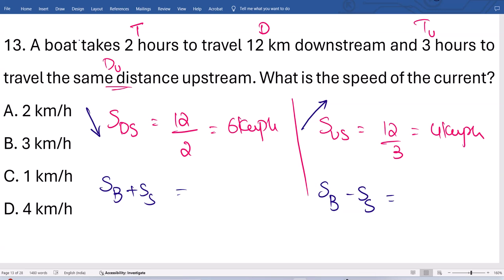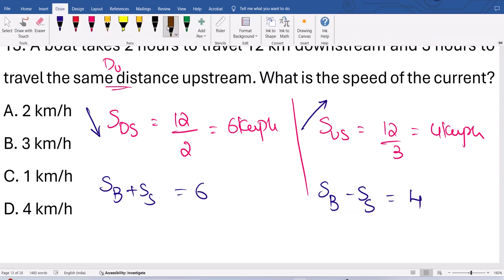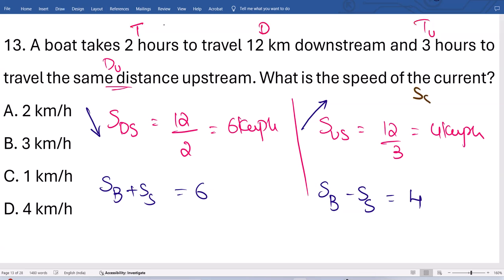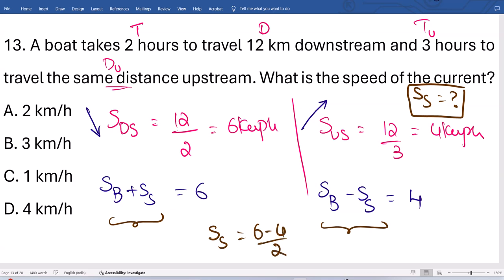Now SB plus SS is 6, SB minus SS is 4. What are you supposed to calculate here? Is it SB or SS? SS is to be calculated. Then subtract these two equations. SB goes out. Divide by 2 will be SS. 6 minus 4 divided by 2, which is 1 kilometer per hour. Speed of stream, speed of current, speed of water flow, speed of the river, all this is nothing but equal to 1 kilometer per hour.